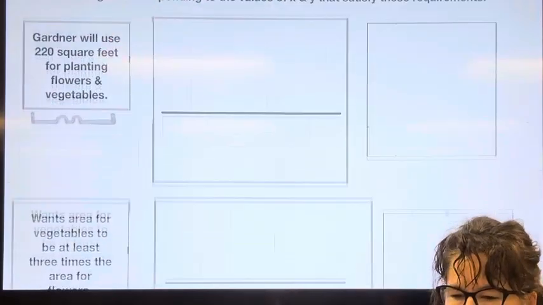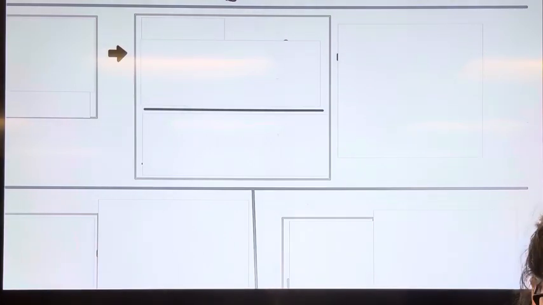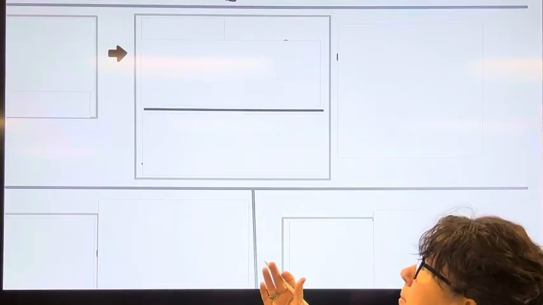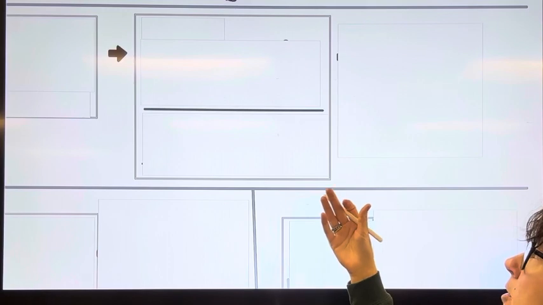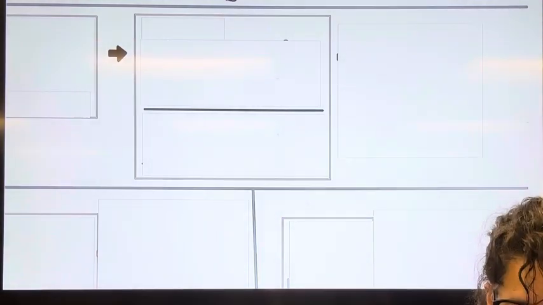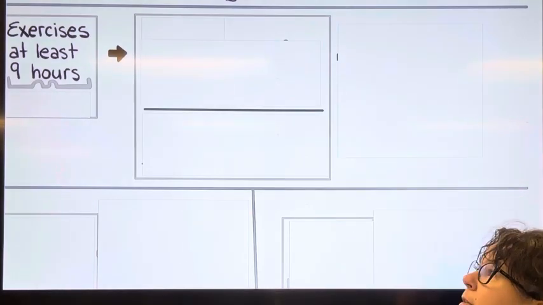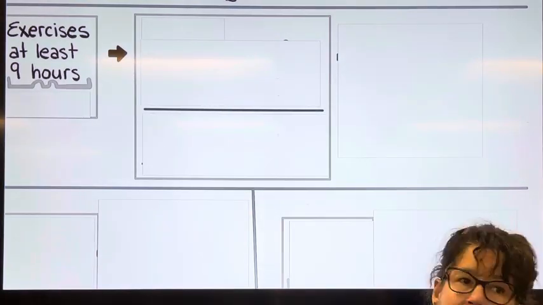I know this is going to make it a little bit longer, but I think you better have one more quick example. I'll try to go very quickly on this one. To summarize the story problem, there's a person working out. Sometimes they do cardio and sometimes they do weights. And it says in the story problem that they exercise at least 9 hours.